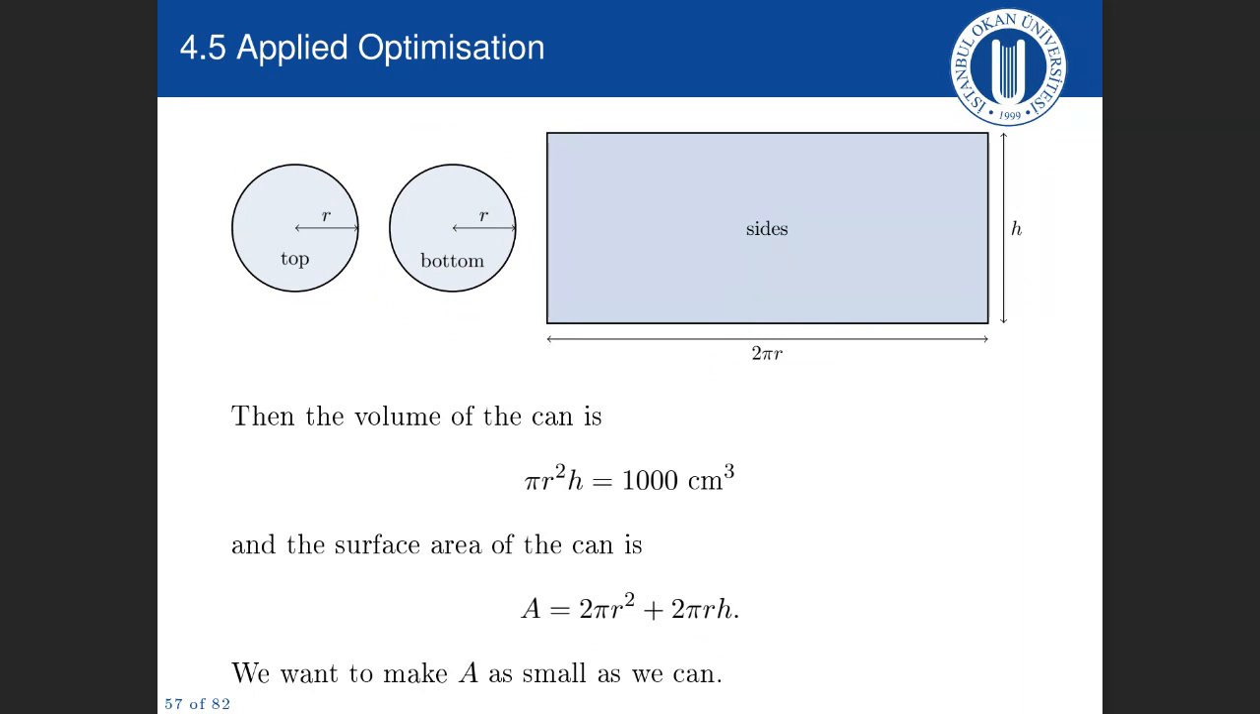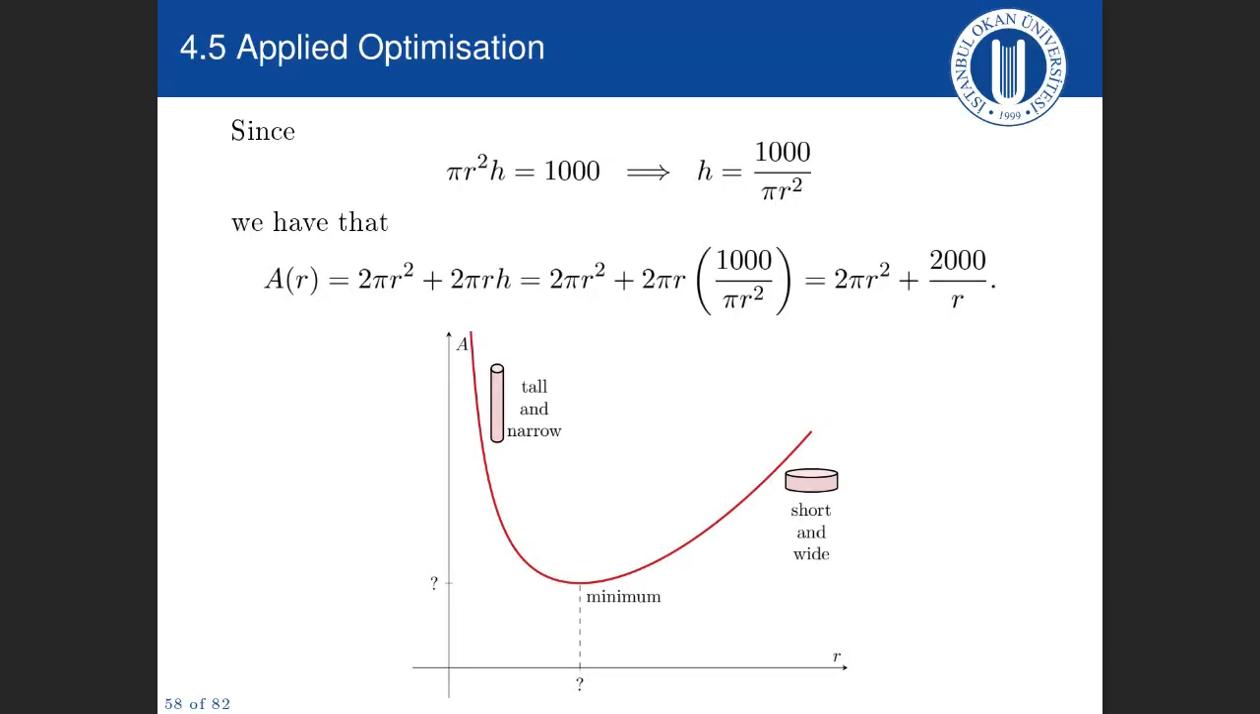Now we've got 2 variables here. We've got R and we've got H, but we need to remove one of these, and we're going to remove these using what we know. We know that pi R squared H must be 1,000. If we rearrange that, H must be 1,000 over pi R squared, and then we're going to put that into the area formula. As a function of R, the surface area must be 2 pi R squared plus 2,000 divided by R.